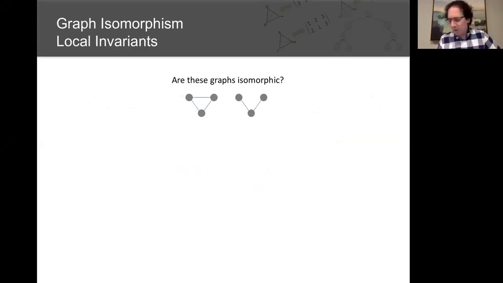So we're going to have a little bit of audience participation here. So I had Chantel activate the yes/no button. So if you click on participants, you should be able to see the yes/no buttons. And this first one is like a softball here. So are these two graphs isomorphic? What do people think? Yes or no here?